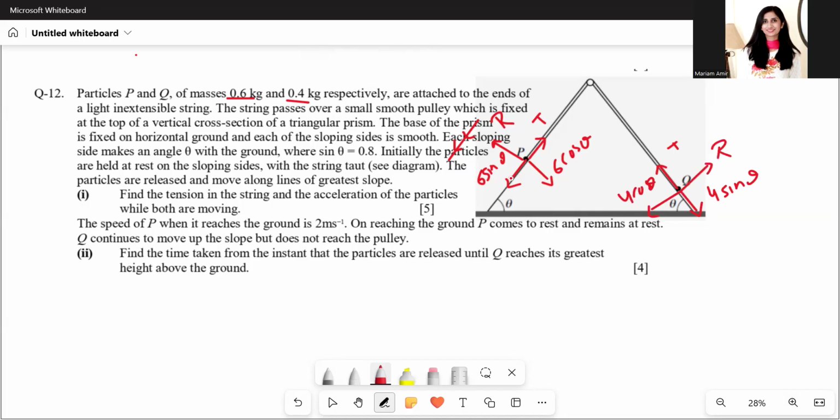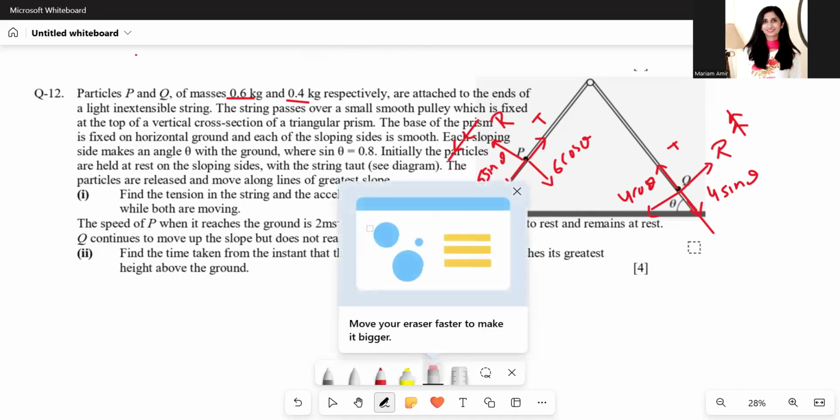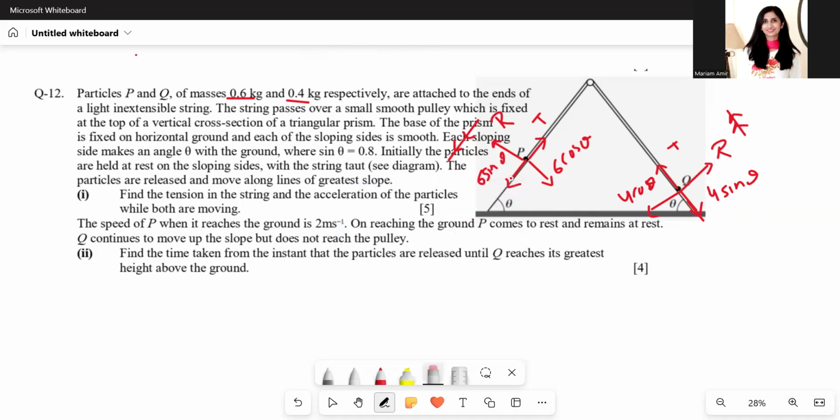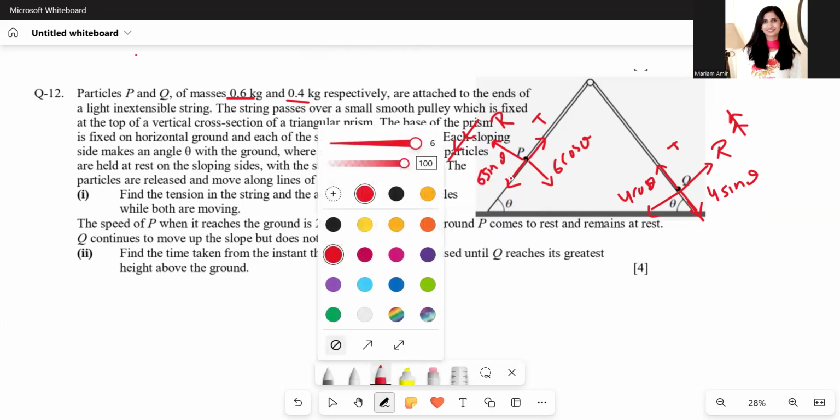And since P is heavier, it's going to move downwards, and Q is lighter, it's going to move upwards. Again, there's no friction mentioned in the entire question. If there were friction, there would be a frictional component here as well, or we would make a downward force of friction here as well. Okay, back to the question.